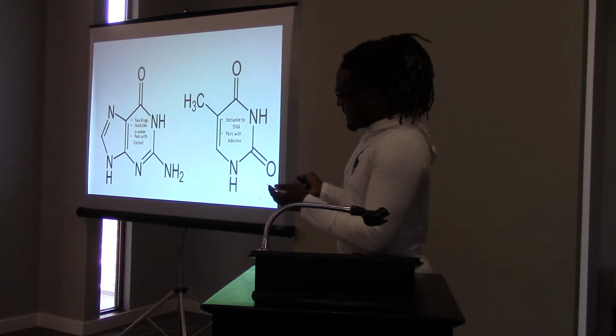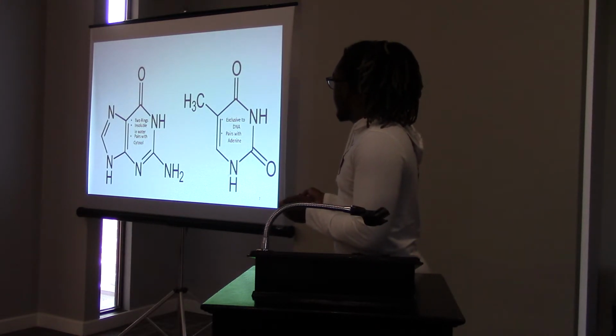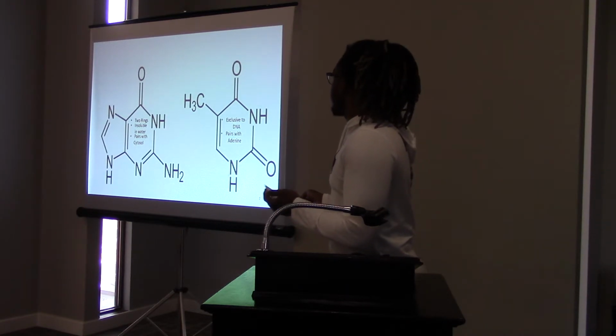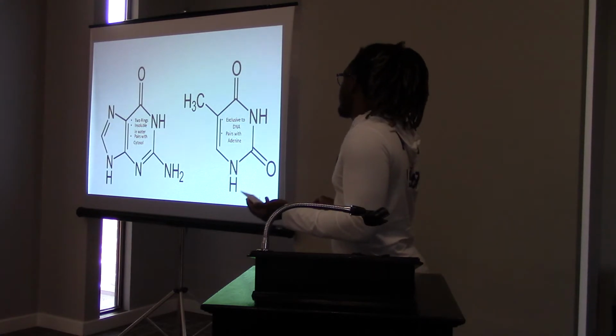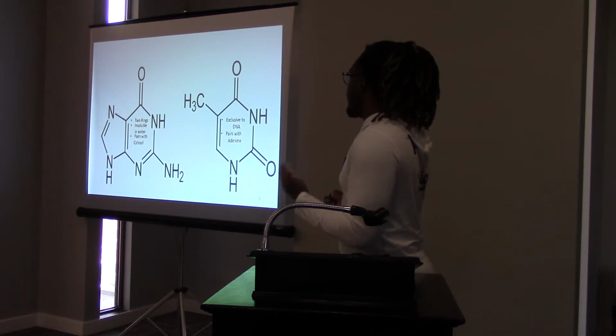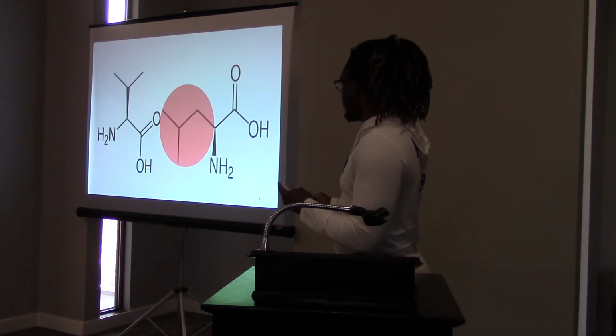So the difference, like I said, you go from guanine to thymine. This one over here is what a guanine looks like, and this is what a thymine looks like. The main difference between them is that guanine has two rings, it's insoluble in water, and pairs with cytosine. Thymine is exclusive to DNA, so it can be translated into or from RNA, and it pairs with adenine.